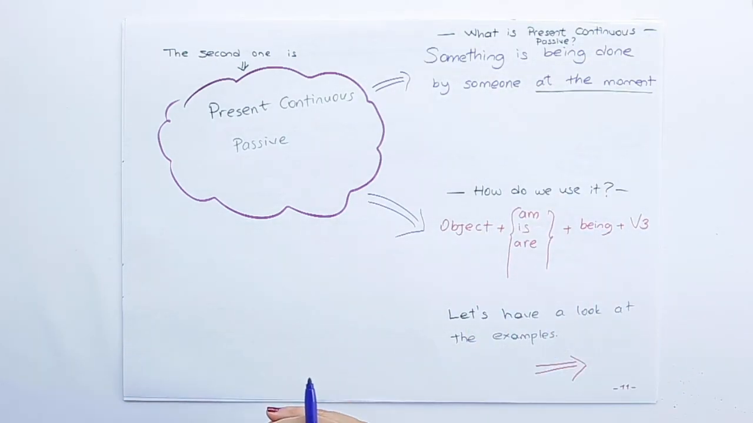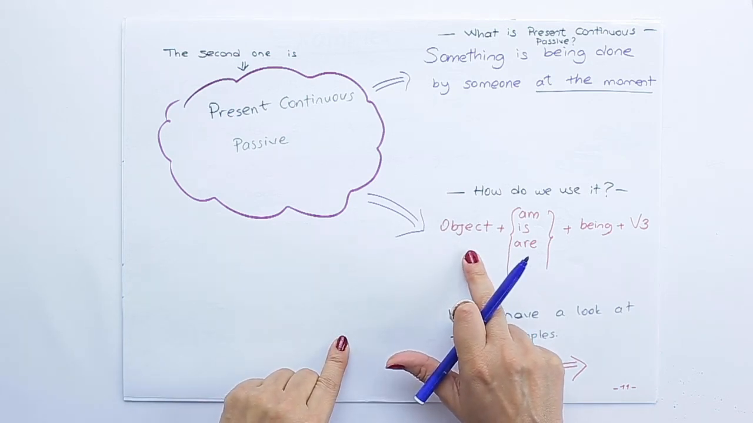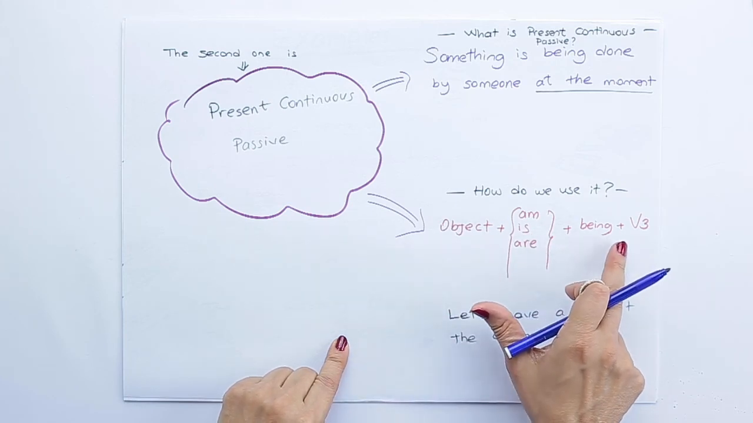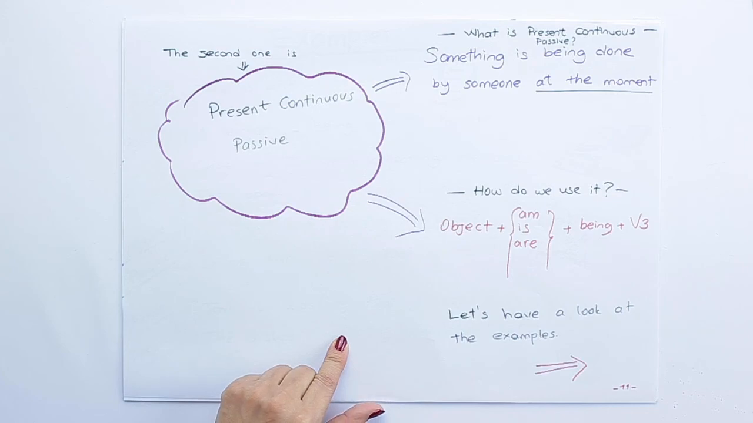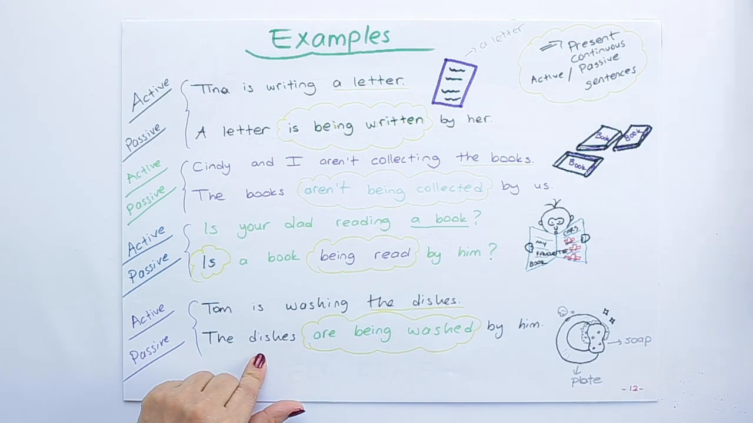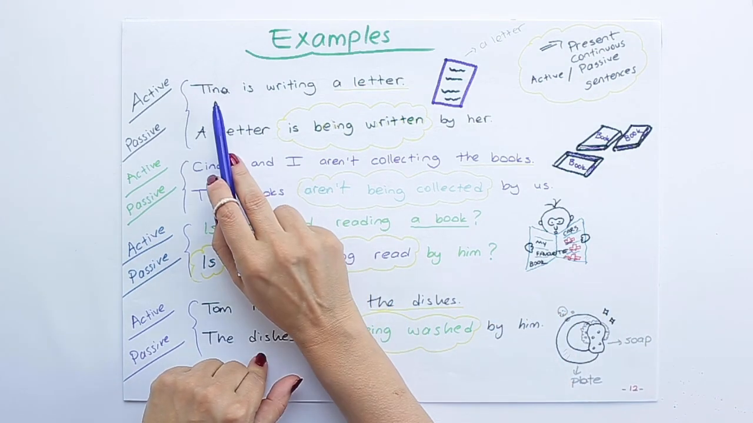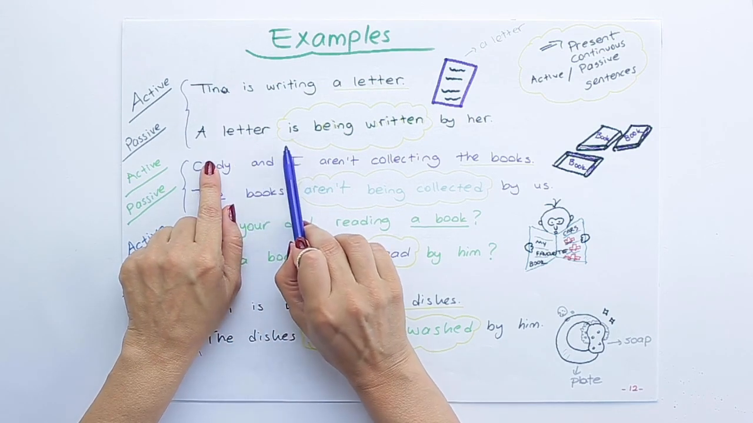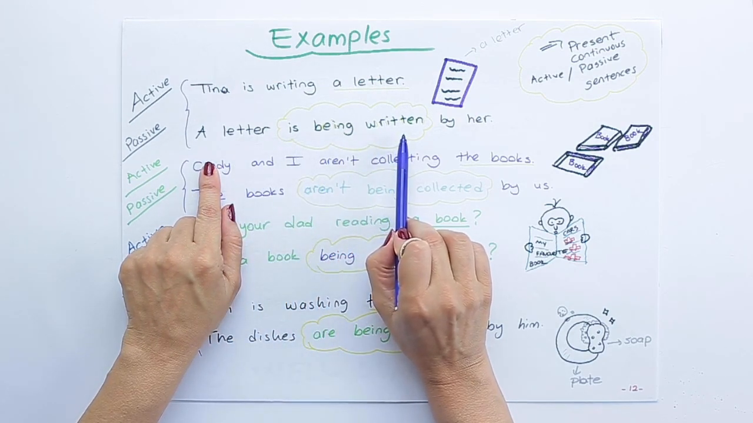The second one is present continuous passive. What is present continuous passive? Something is being done by someone at the moment. How do we use it? Object plus am is are plus being plus verb 3. Let's have a look at the examples. Tina is writing a letter. A letter is being written by her.